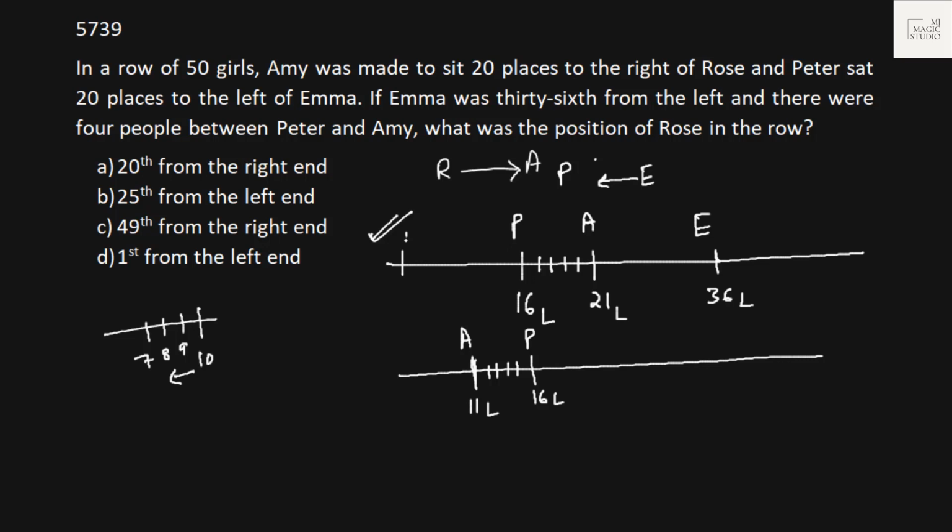So we have got Rose. 21 minus 20 is number 1. 1 plus 20 is 21. What is the position of Rose in the row? Rose is at the first position from the left end.